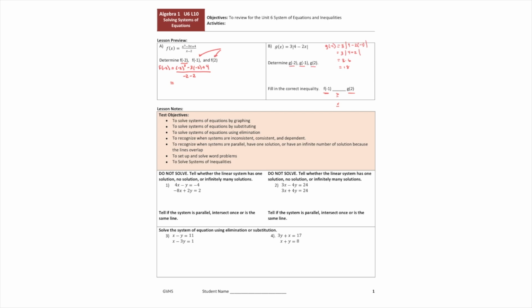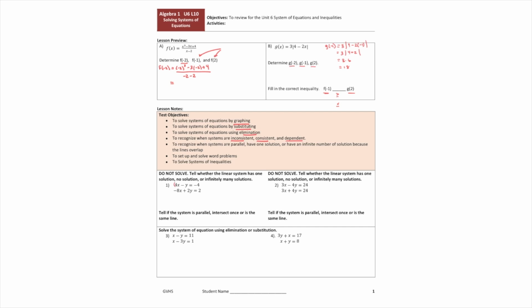So you should be able to solve systems using graphing, substitution, elimination. You should know whether systems are inconsistent, consistent, or dependent. Recognize whether the systems are parallel, have one solution, or infinitely many solutions. You should also be able to set up and solve word problems. For the next question, let's see how many solutions there are without actually trying to solve it.